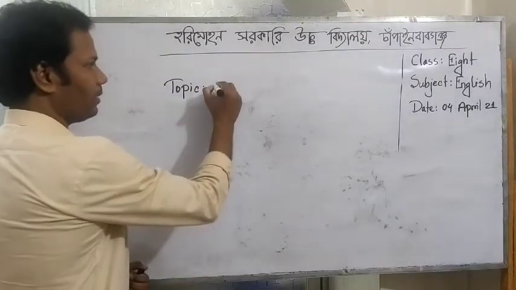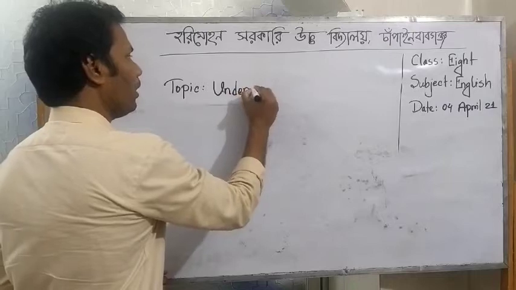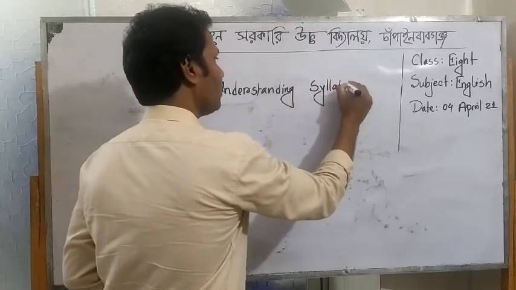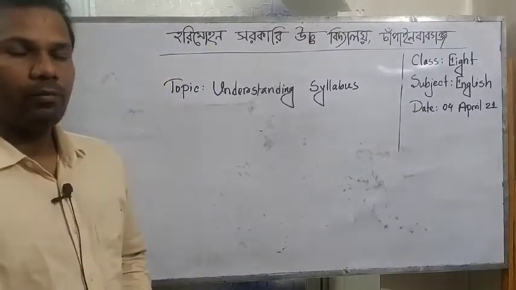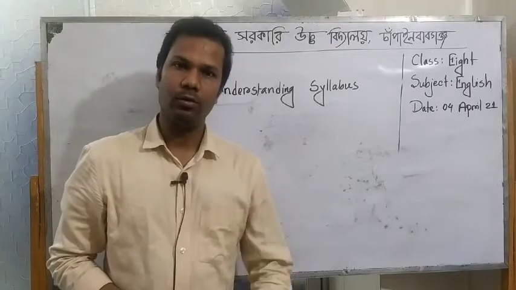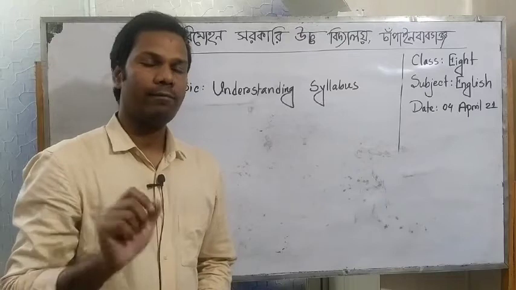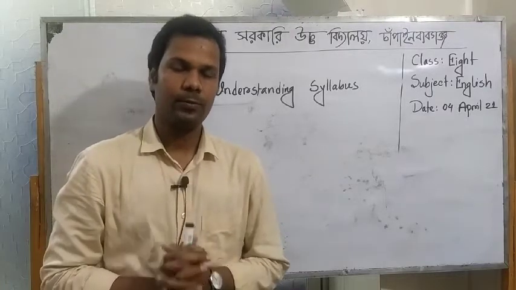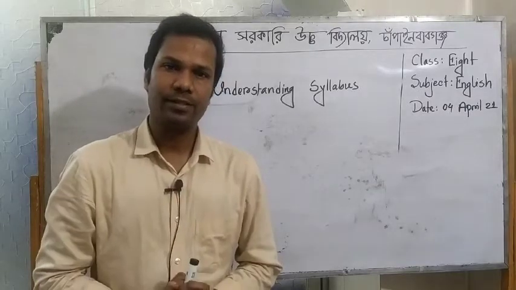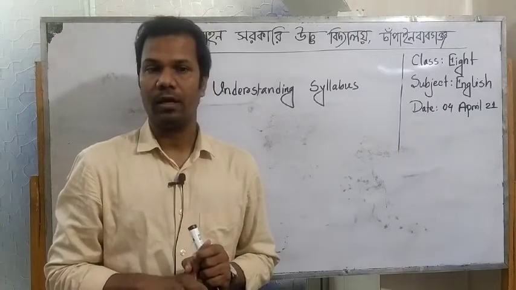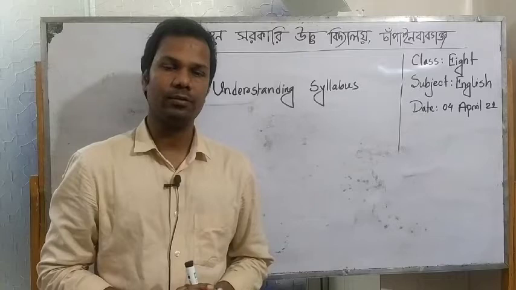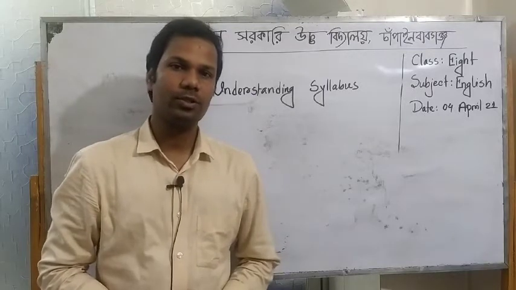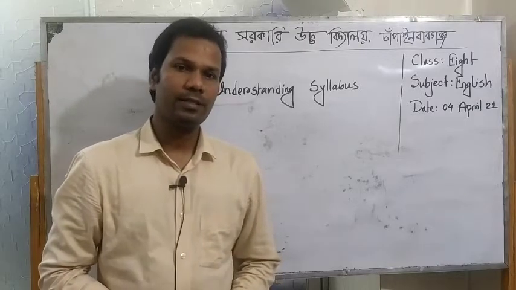So the topic is understanding syllabus. What are the items in our syllabus? We will look at it today. I have told you that there is one paper for your class. Here are reading texts, and the reading text may be seen or unseen. Some grammar items will be included in your syllabus, and some writing parts are also there. So what are the items and what are the marks distributions? That's our discussion matter for today. Let's have a look at it.